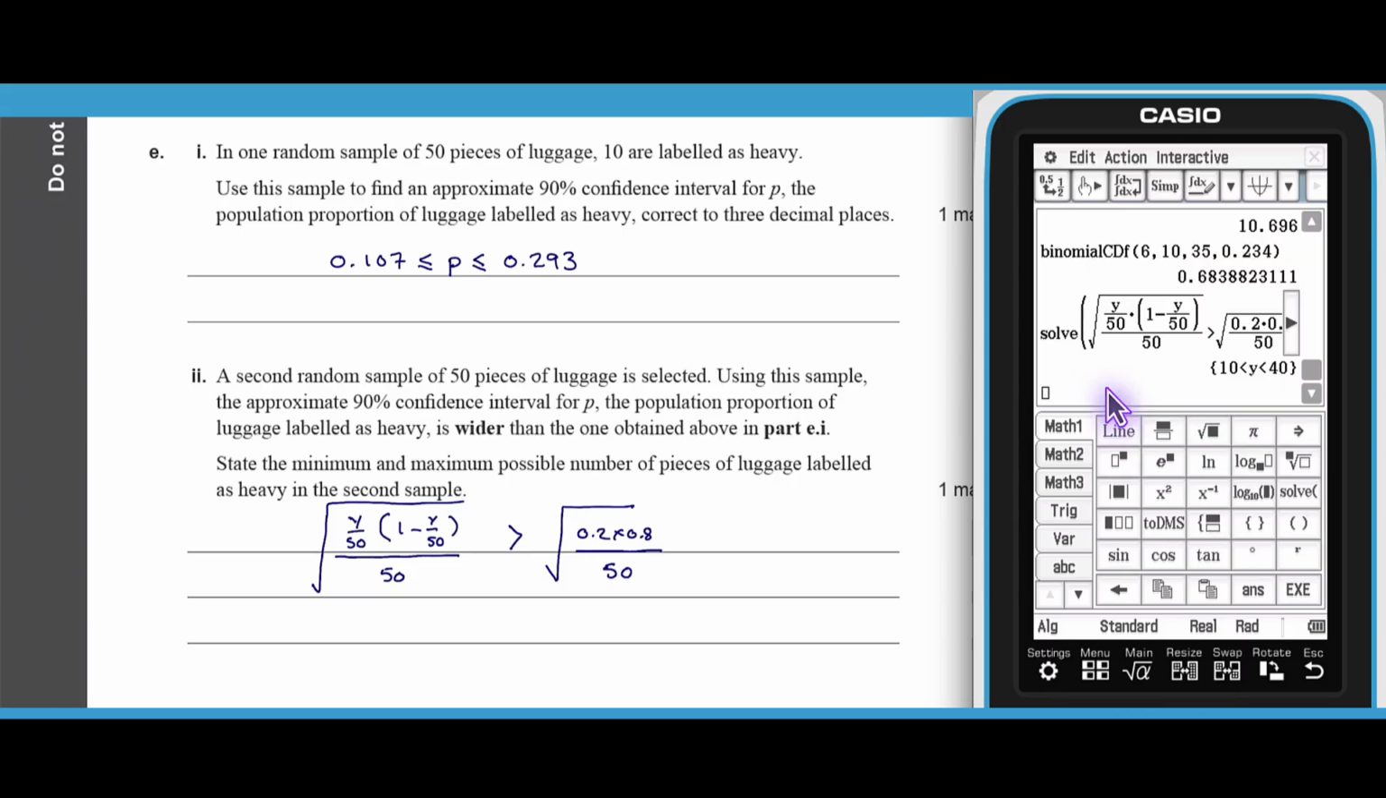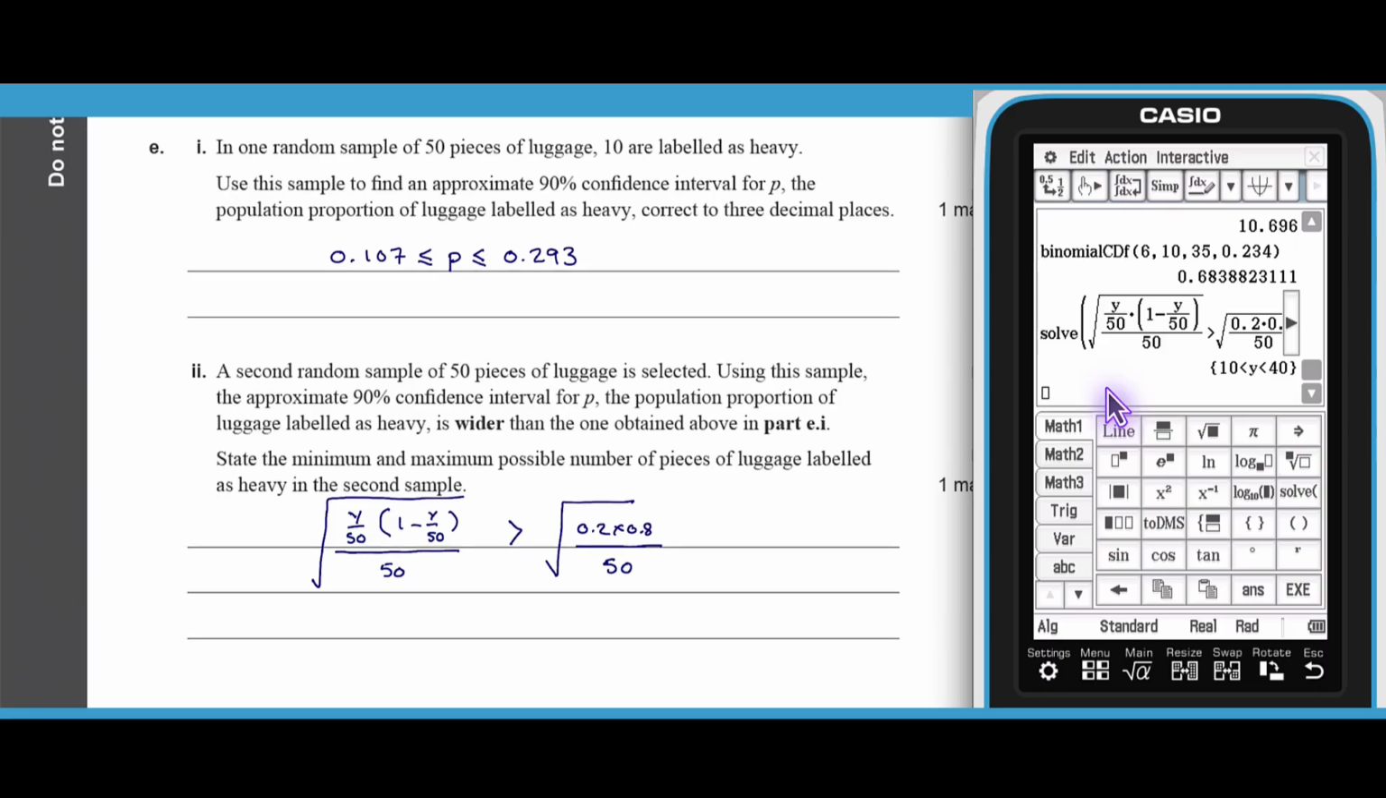The ClassPad solution is for y strictly between 10 and 40, and so, because of the discrete nature of things, the minimum number of luggage pieces is 11 and the maximum number is 39.